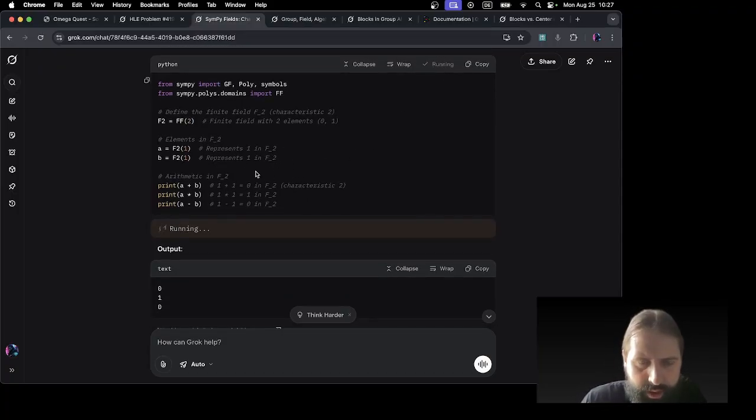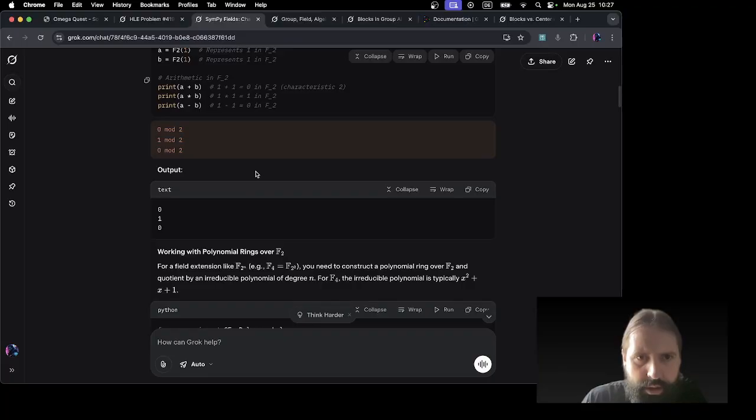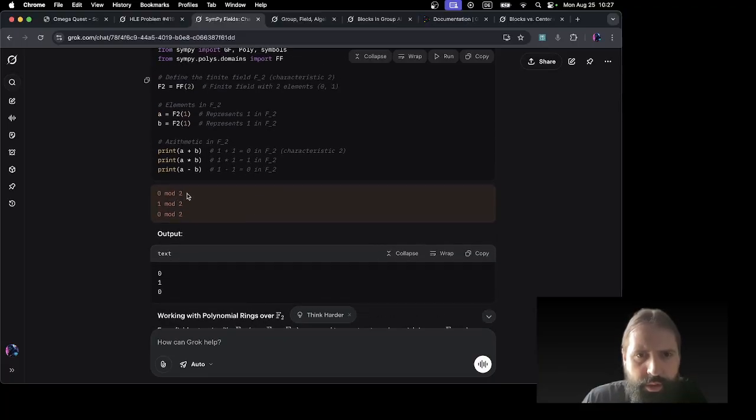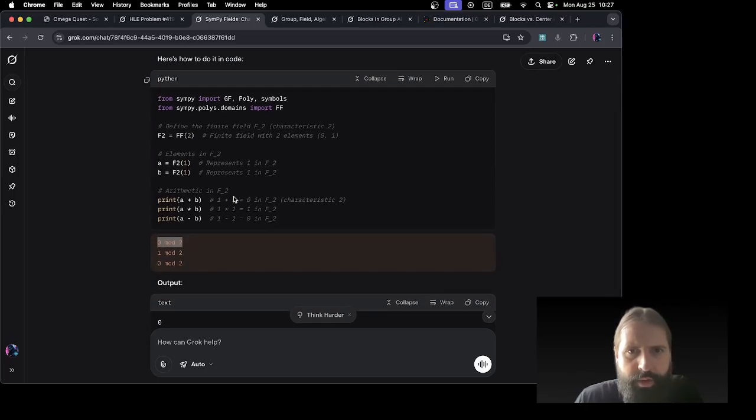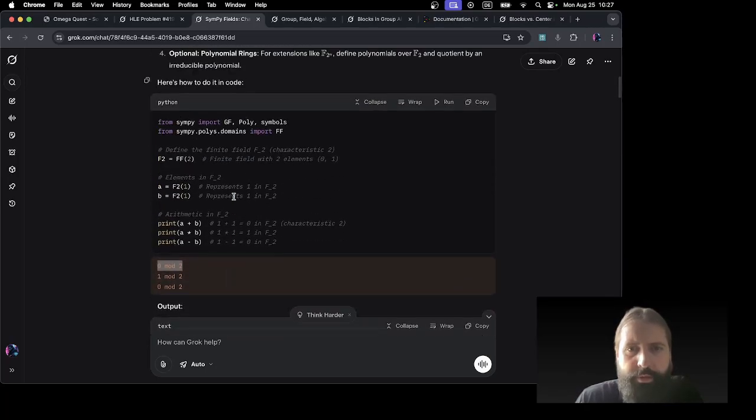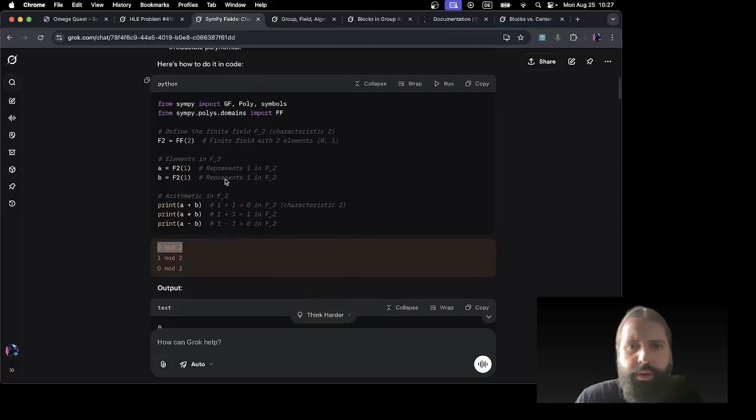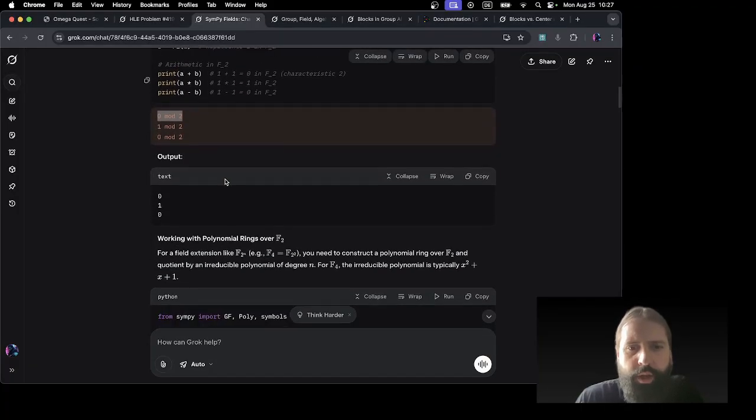Does this really run like that? 0 mod 2, 1 mod 2, 0 mod 2. Interesting. Actually, it prints mod. FF, import FF. Field of characteristic 2. Okay, of characteristic 2. I mean, you can do this. It's all right.